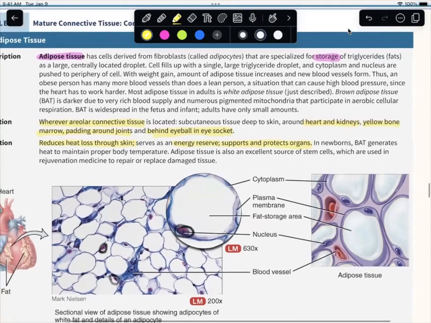We have BAT, which is for brown adipose tissue. This is found in very high amounts, especially in infants. Adults have a very small amount of this brown adipose tissue, but it's working to generate heat to help maintain that body temperature. Here's an interesting part. Adipose cells can make stem cells. They can use it to remake damaged tissues.